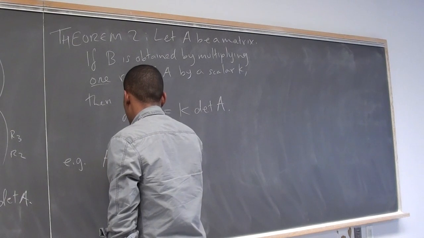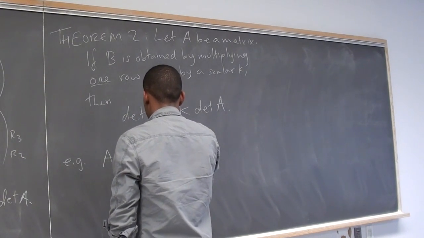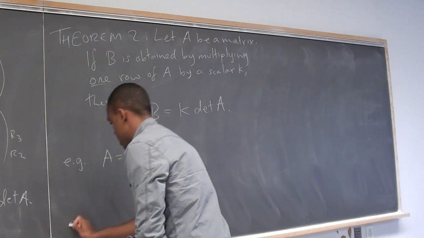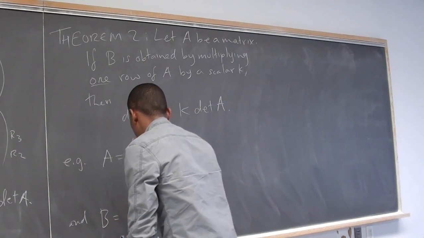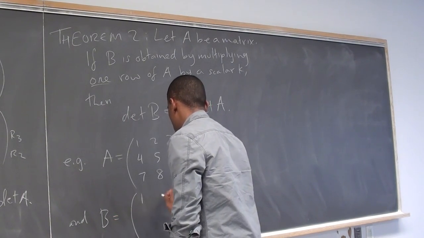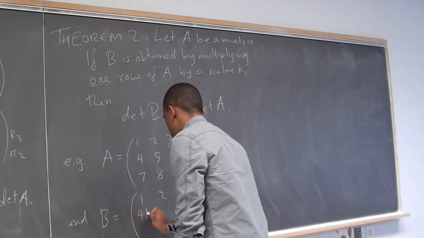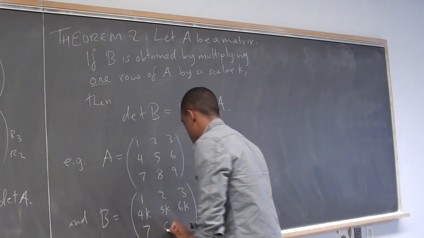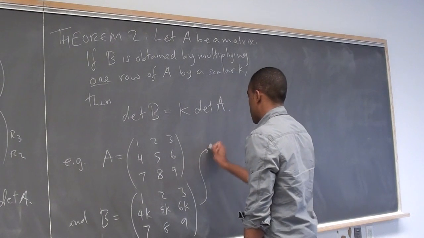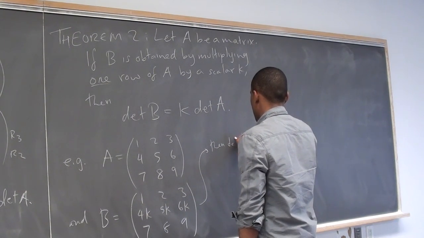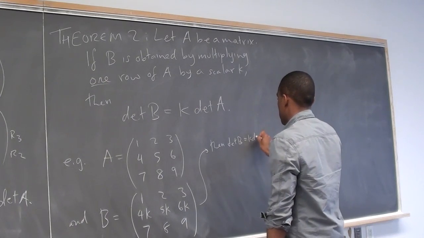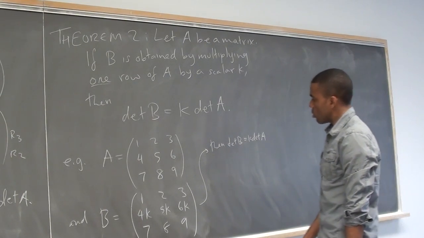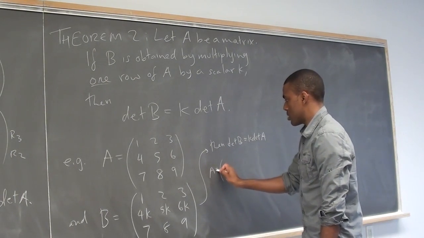So example, if A was, again, 1, 2, 3, 4, 5, 6, 7, 8, 9, and B equals 1, 2, 3, 4K, 5K, 6K, 7, 8, 9. Determinant of B equals K times the determinant of A. And this K could be anything, right? Any constant.